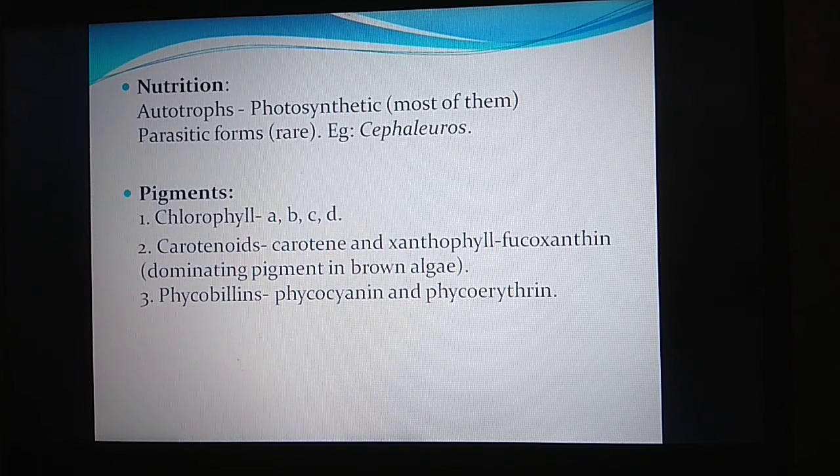Okay, the pigments that are contained in the algae are chlorophyll A, B, C, D. Then we can see the carotenoids also, carotene and xanthophylls, such as in brown algae, which is also known as fucoxanthin. Then the third, we can see also the phycobilins in the form of phycocyanin and phycoerythrin.